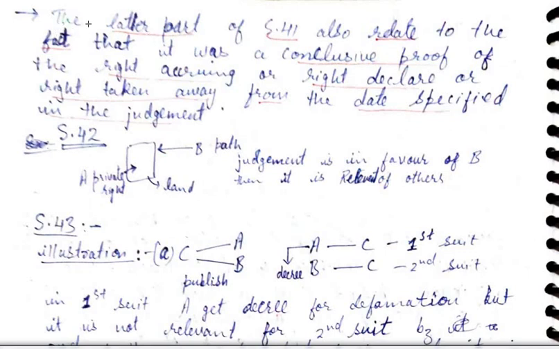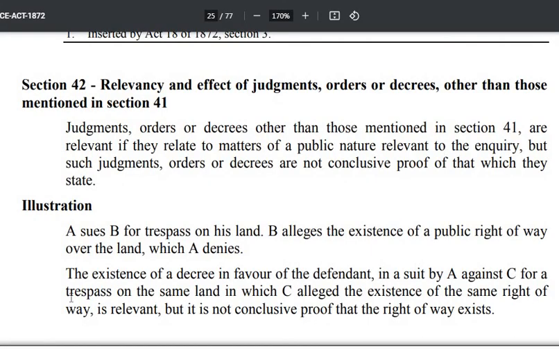The latter part of section 41 also relates to the fact that it was a conclusive proof. It was a conclusive proof of the right accruing or right declared and right taken away. तीन चीज आएंगी, accruing, और right declared और right taken away from the date specified in the judgment. So that's all for this section and this class also. In the next class we would continue with section 42. Thank you.